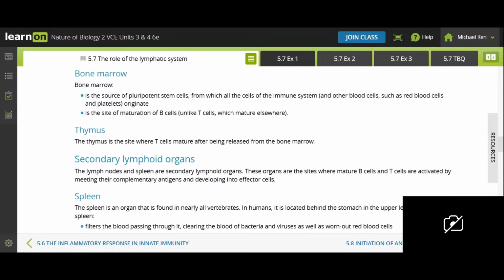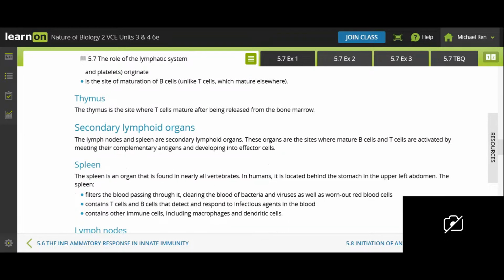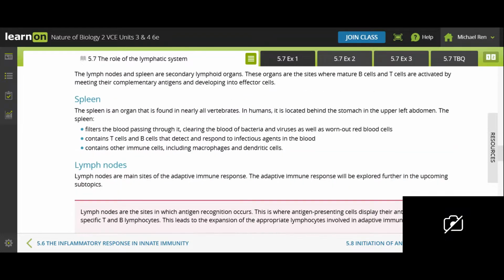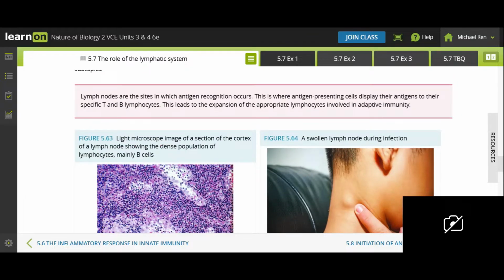Secondary lymphoid organs, you've got the spleen and the lymph nodes. Spleen, less important of the two. It's the organ that filters blood of pathogens due to the presence of phagocytes there, as well as T and B cells. And it removes worn out red blood cells. Easy peasy. Lymph nodes are the important part.